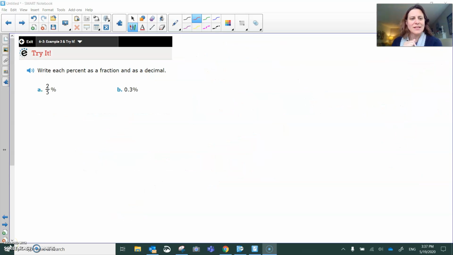Example 3 can get to be a little bit tricky. Let's see. We want to write each of these as a fraction and as a decimal. What I want to tell you is you could write a fraction that has a decimal in it, but what we always go for is writing fractions that don't have decimals in it. So the numerator and the denominator are both integers, which are whole numbers, I guess. Talking about whole numbers in a fraction, but that's a discussion for another day. So I want to write 2/5% as a fraction and as a decimal.